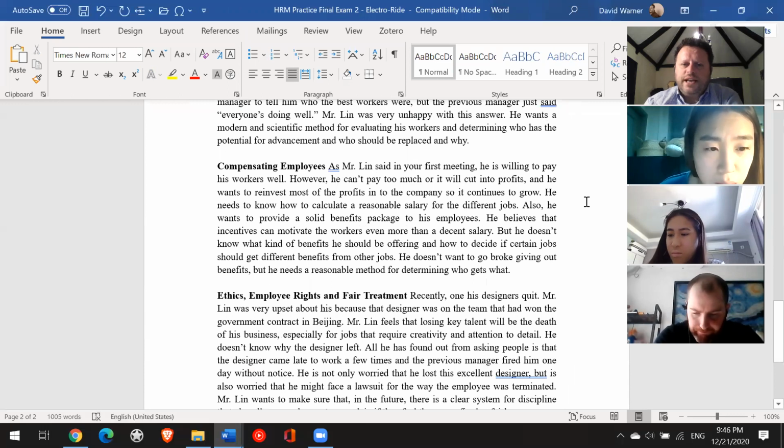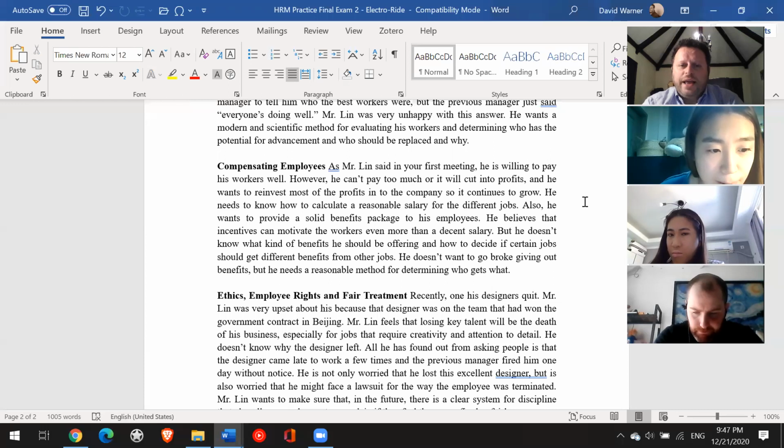As Mr. Lin said in your first meeting, he's willing to pay his workers well. However, he can't pay too much or it will cut into profits, and he wants to reinvest most of the profits into the company so it continues to grow. He needs to know how to calculate a reasonable salary for the different jobs.